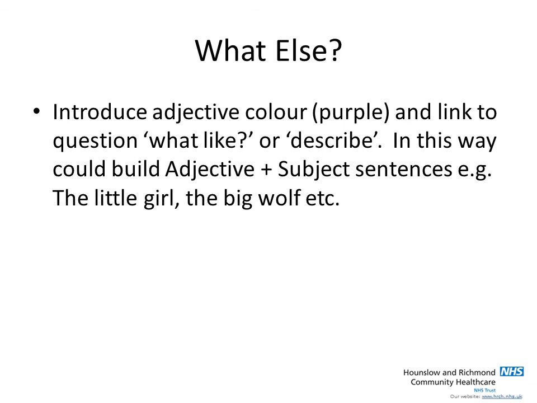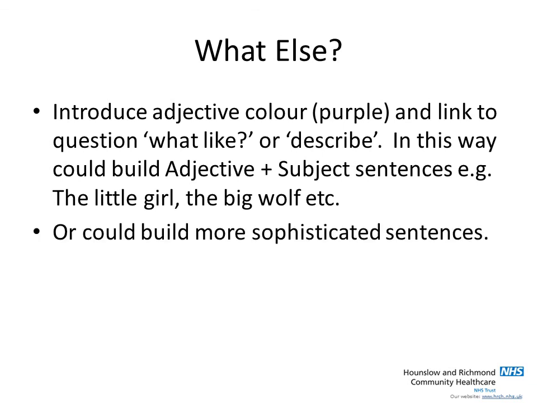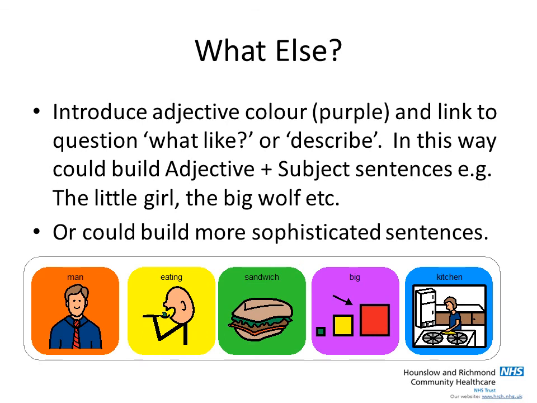And with time concepts, we often use those in storytelling activities. So the classic once upon a time, so the time element would come at the beginning of the sentence, or you might even have one rainy day, one dark night. So there's lots of ways that you can introduce these concepts to help the children extend their sentences or their storytelling. So ultimately we're building more sophisticated sentences. For example, the man is eating a sandwich in the big kitchen.